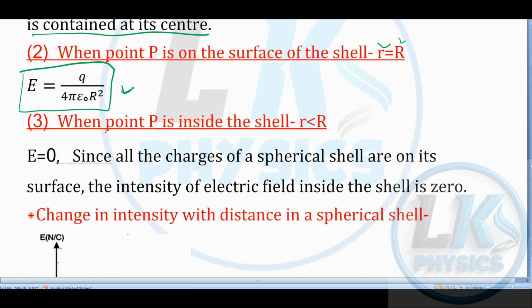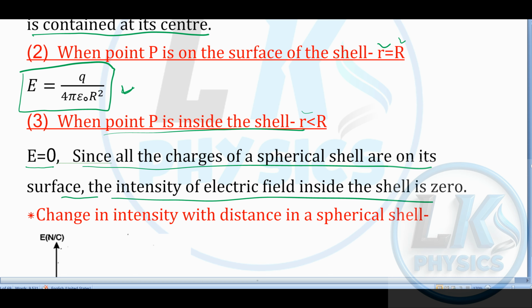Now, when point P is inside the shell, that is small r is less than capital R, the electric field is 0. Since all the charges of a spherical shell are on its surface, the intensity of electric field inside the shell is 0. So there is no charge inside the shell, so the electric field is 0 inside the shell.